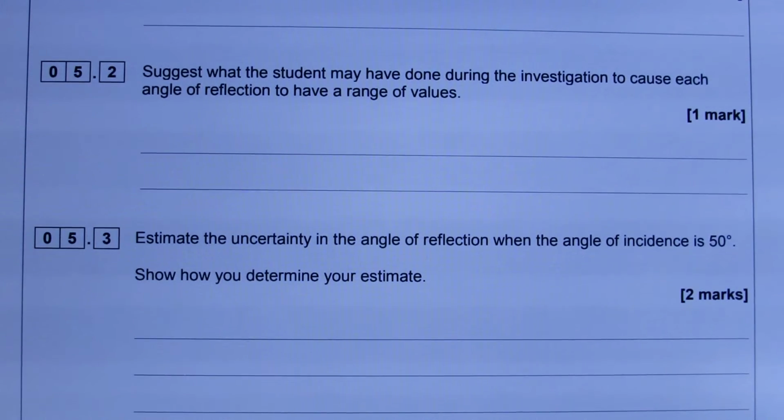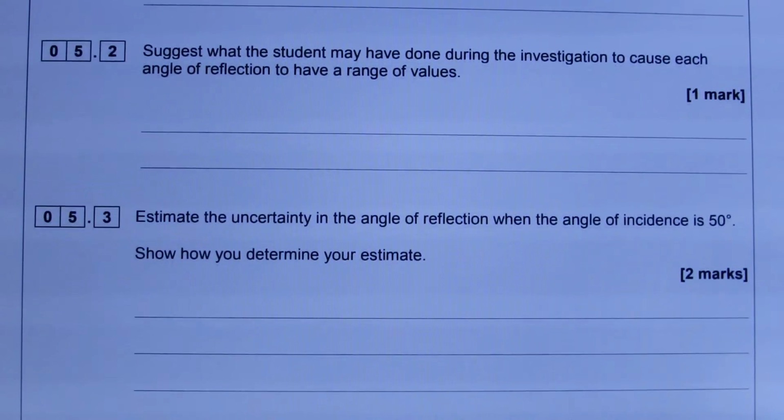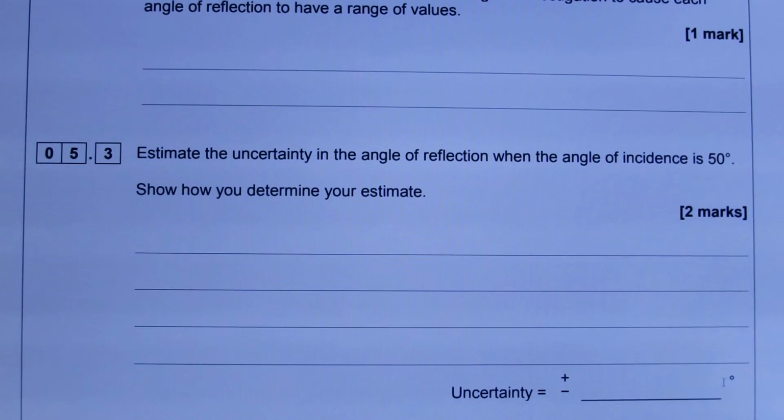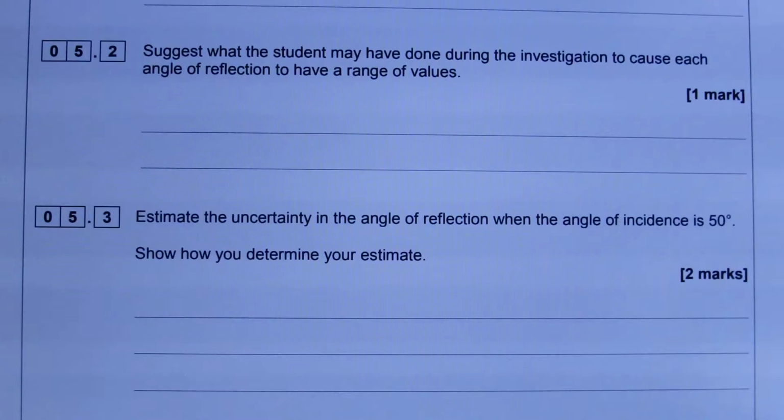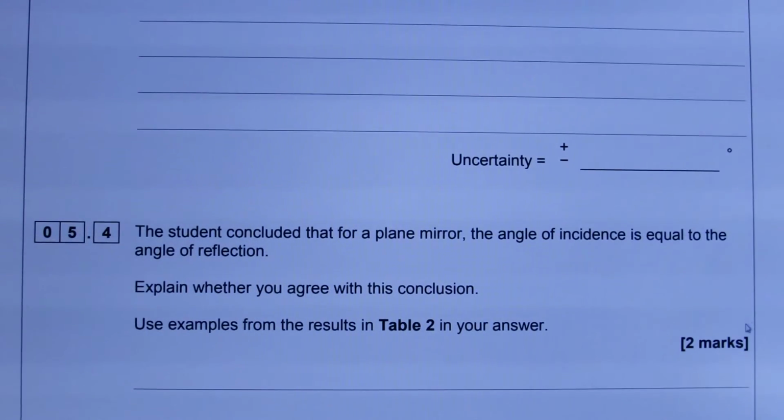Estimate the uncertainty in the angle of reflection when the angle of incidence is 50 degrees. Uncertainty is plus or minus something degrees. Well, you could go 56 minus 46 is 10 and halve it, but then you'd have 51 plus or minus 5 degrees. And all they want down here is plus or minus something, so we'd have to call it 6 degrees. Given how poor the results are, I'd maybe call it 8 degrees if I was actually doing this. Explain whether you agree with his conclusion that the angle of incidence is equal to the angle of reflection.